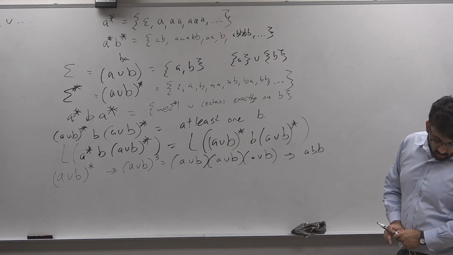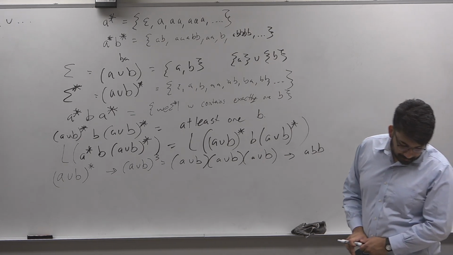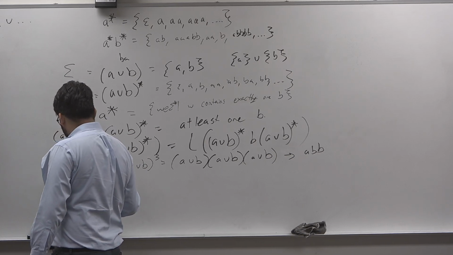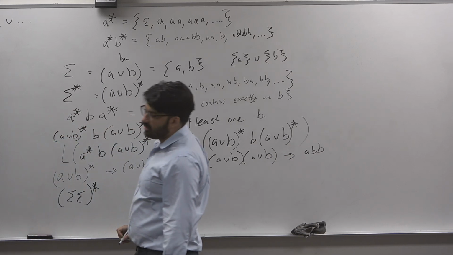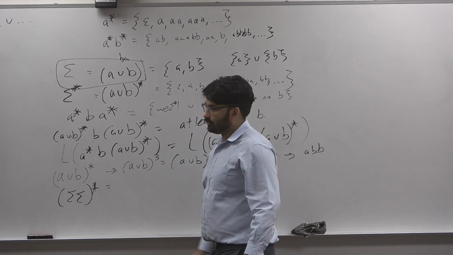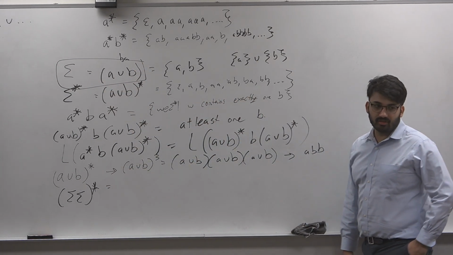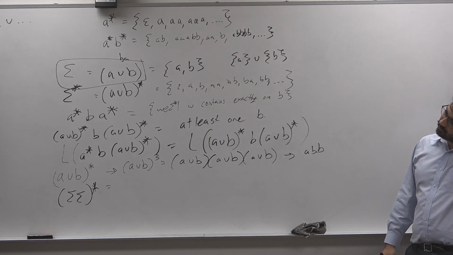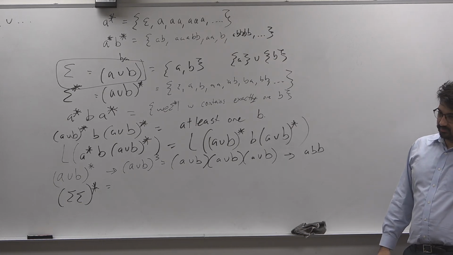Okay, let's do a couple more. What about sigma, sigma star? And we may use sigma as a shorthand for A union B, right? Give me a characterization of those strings. Same as before, just two of them.